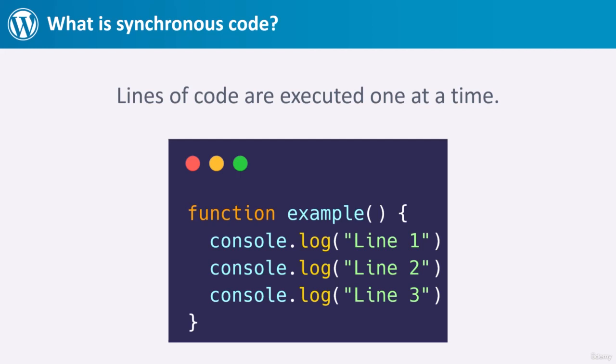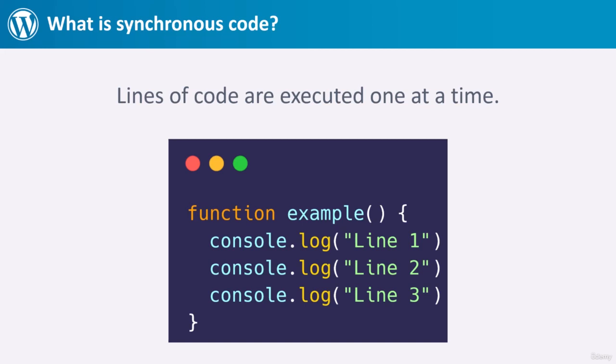JavaScript is an interesting language. There are two concepts known as synchronous and asynchronous programming. Synchronous programming is when one line of code is executed at a time. Throughout this course, we've been writing synchronous code.